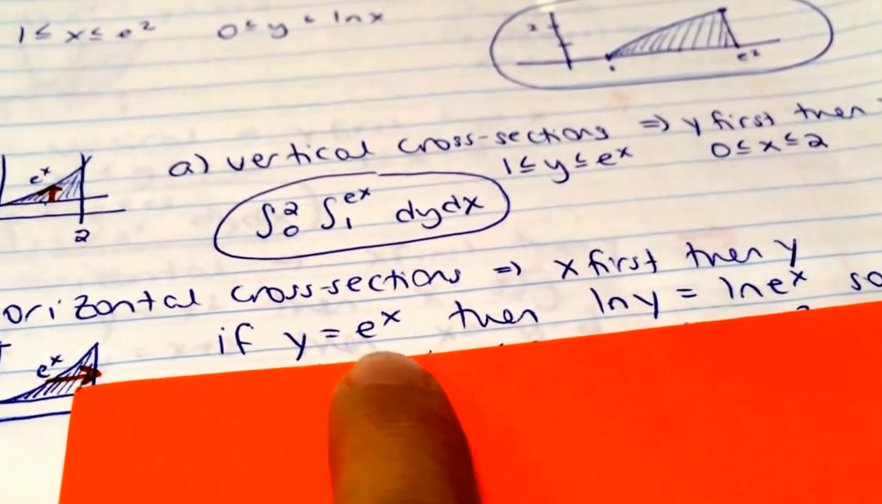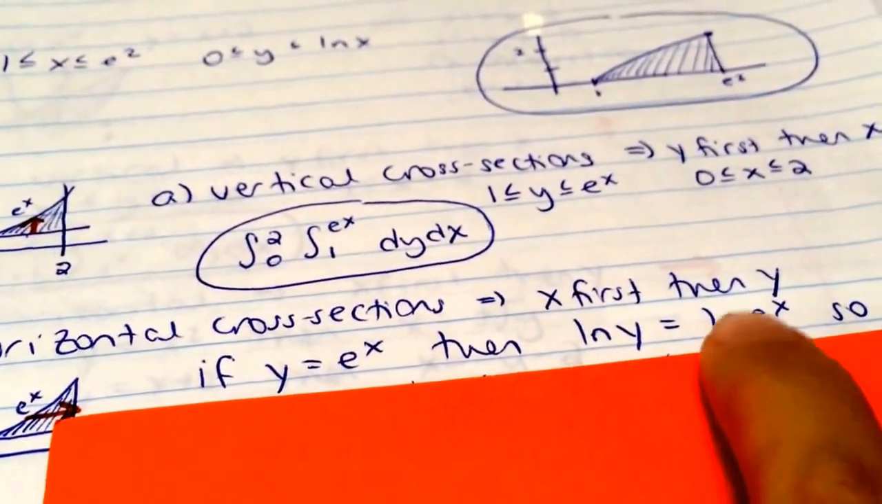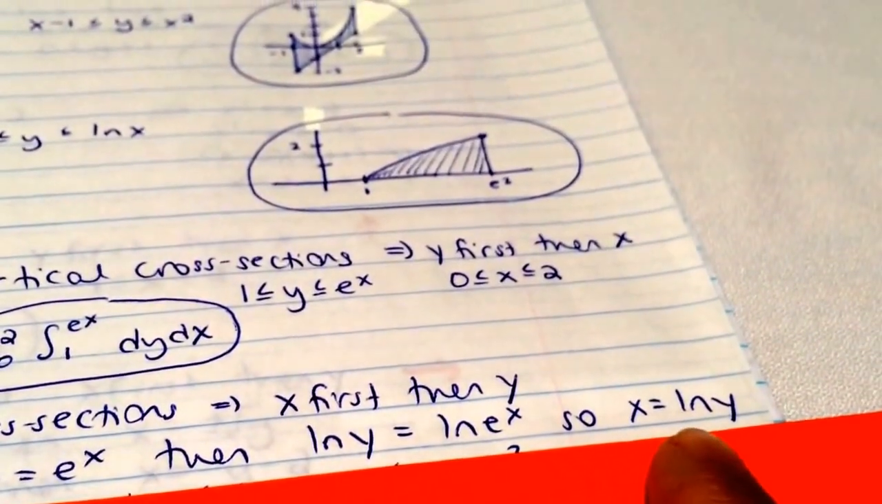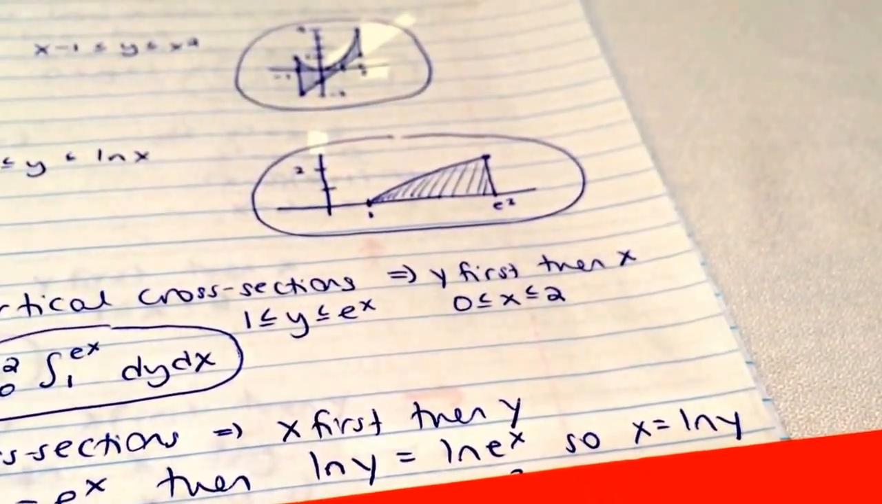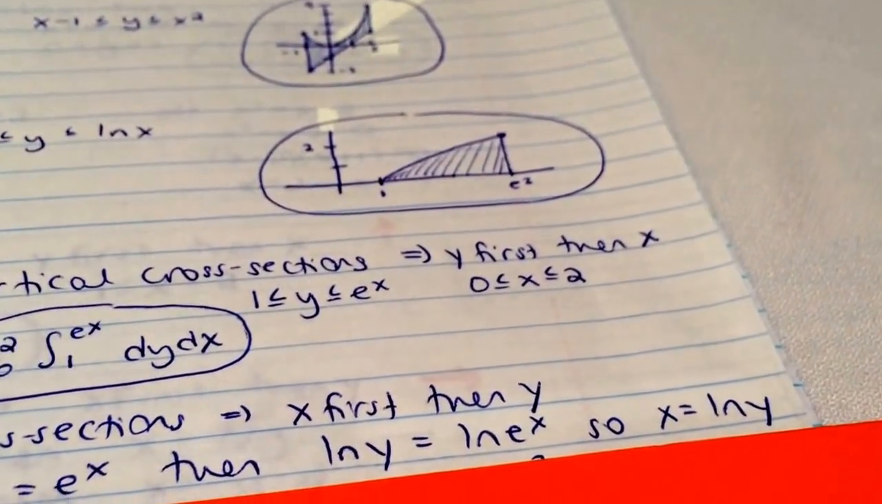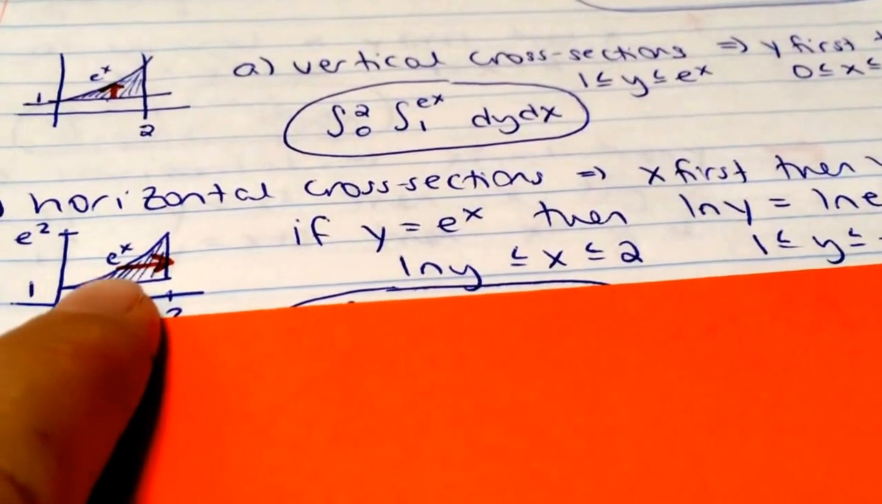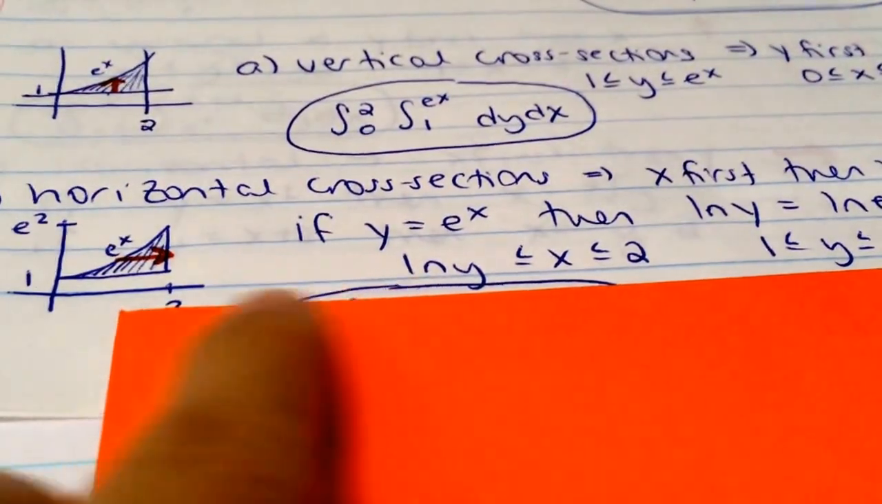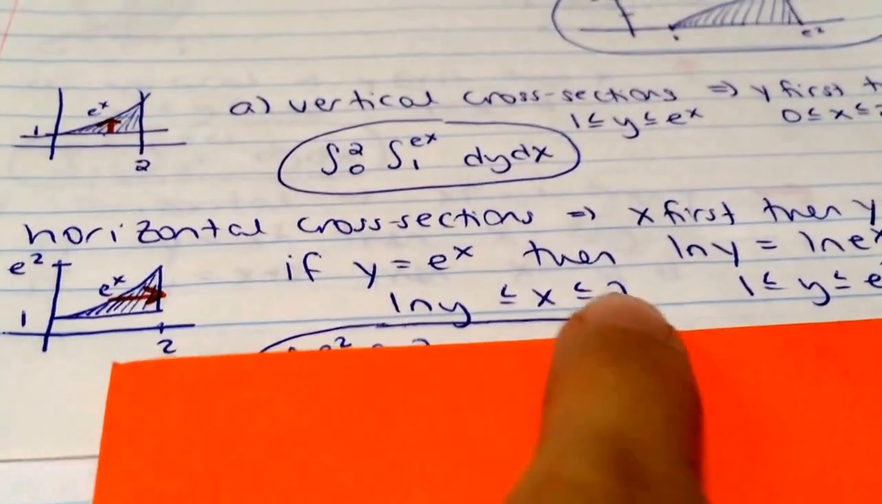So you take the ln of both sides. Ln and e cancel out. So this is the same curve, but it's written where x is a function of y. So graphically it's the same thing. It just now is x equals a function of y. So on the left side, you have that curve, so that would go here, ln of y. On the right side, you have 2, so that would go here.